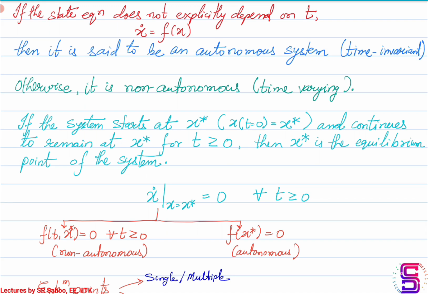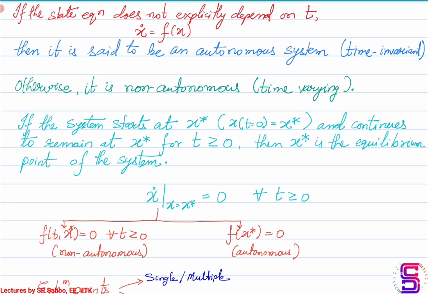Now, this translates for a non-autonomous system to the right hand side of the differential equation, that is f of t, x star, having to be 0 for all time instants. So you take x star and keep substituting any value of t, and f of t, x star is going to be 0. And for autonomous systems, since there is no explicit dependence on time, f of x star has to be 0.